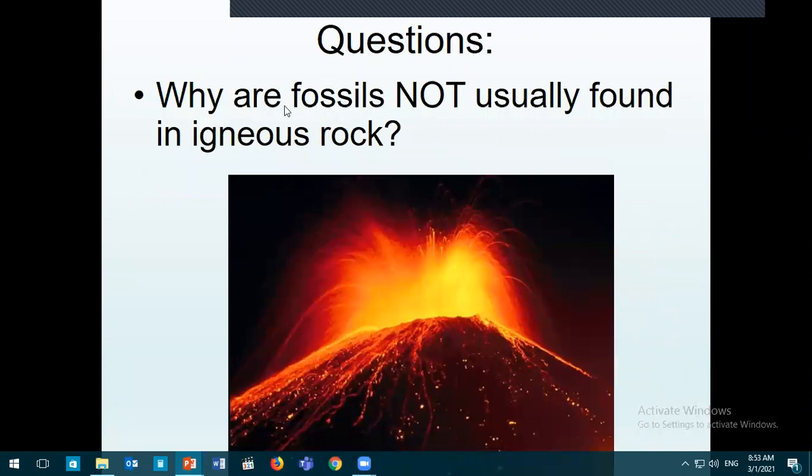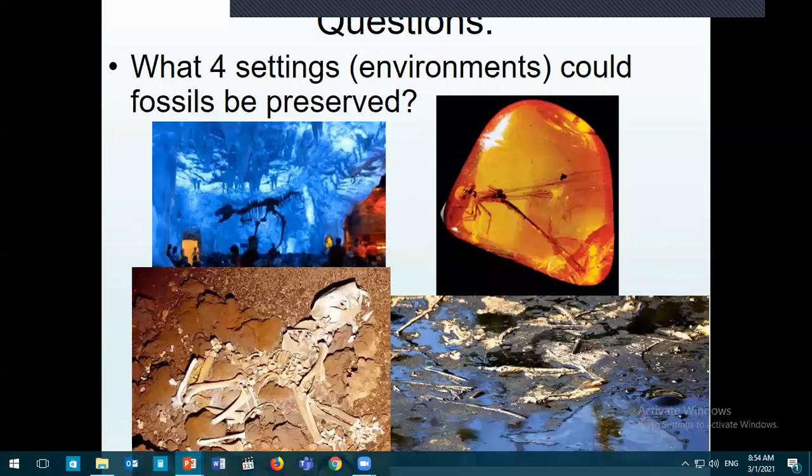Why are fossils not usually found in igneous rock? Because they melt before they form into igneous rocks, and if fossils were in there already, they would have melted already. Yes, that's right. They would have melted, right? Well done. So that's why we cannot find fossils in the igneous rocks, because they are formed by the melted magma, and then that means all the fossils will be already melted.